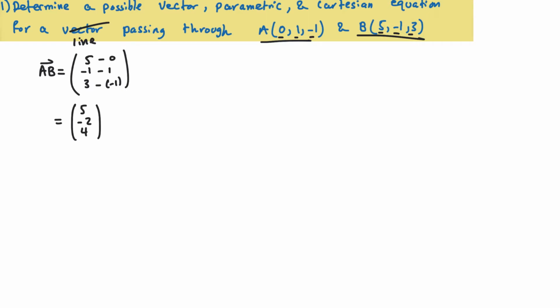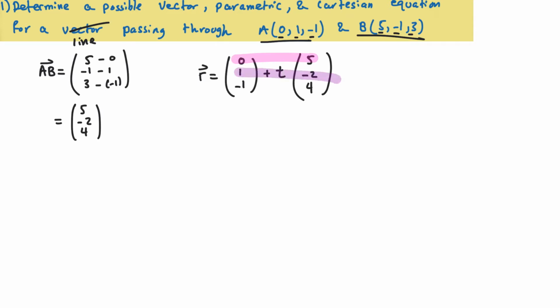Once we have the direction and we have a point, all we have to do is put it into an equation. So for vector form, we're going to use either point A or B. It doesn't really make a difference. We'll choose point A in this one. So we'll have 0, 1, and -1 plus some parameter t multiplied by the direction vector, which is 5, -2, and 4. Once we have the vector equation, for the parametric we are going to break it down into its x, y, and z components.